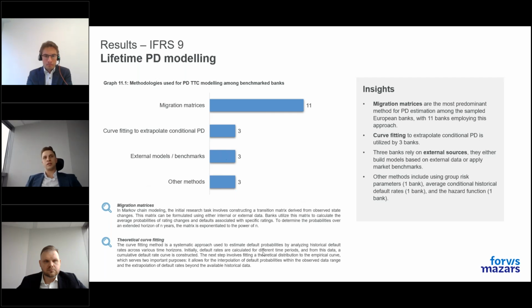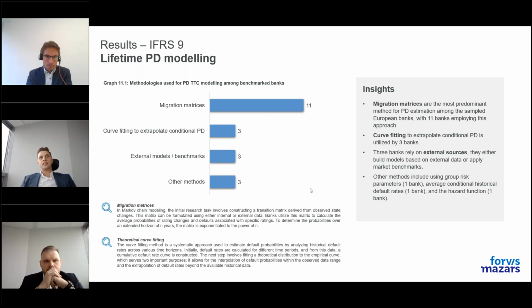We have also identified 3 other methods. One bank used group risk parameters, one bank used average conditional historical default rates, and one bank used hazard function.